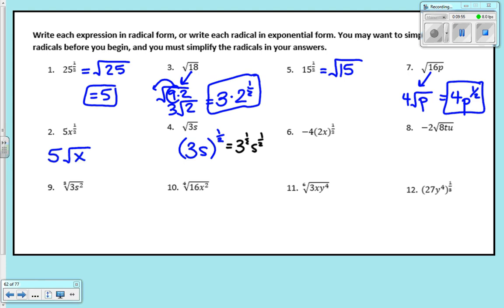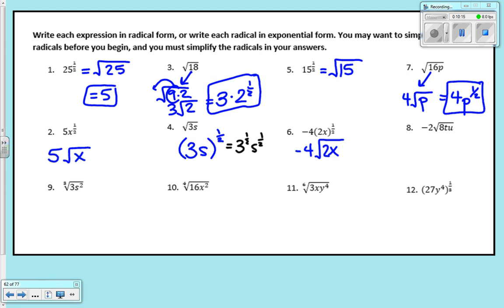Okay, number 6, we've got -4, and then 2x is being raised to the 1/2. So -4 is on its own, and then I have in my square root 2x. Okay, both of those are being square rooted because they both have the half. Now I can't simplify that, so that one's done.